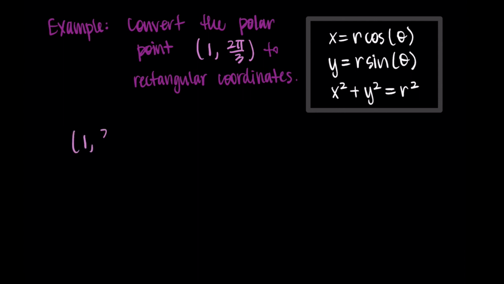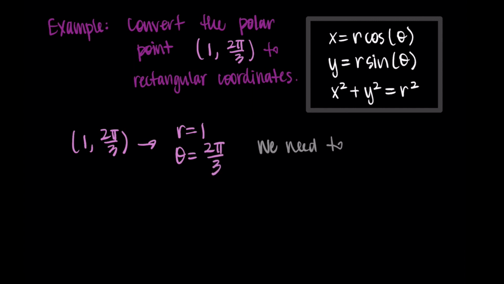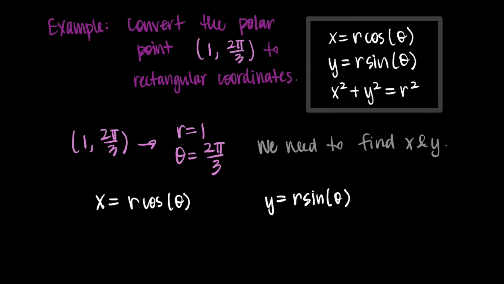So if we were doing our conversion, we would have that r equals 1 and theta equals 2 pi over 3, and we're trying to find x and y. So I would know that x equals r times cosine of theta, and y equals r times sine of theta. Then I substitute in 1 for r, and my 2 pi over 3 for theta.